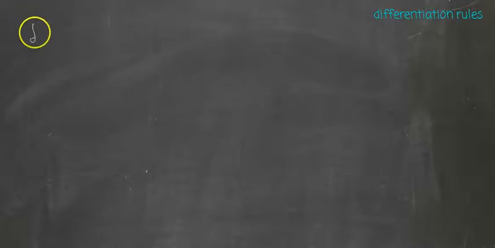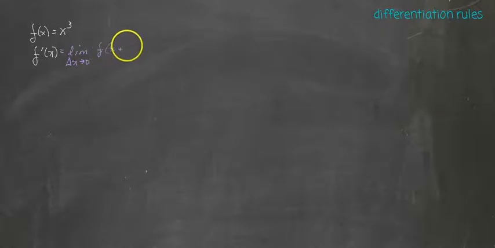So we have the function f of x equals x cubed, and we want to know what the derivative of this is, so the f prime of x. At this stage of the game, all we know is the limit as delta x approaches 0 of f of x plus delta x minus f of x over delta x. That's all we know for calculating a derivative. So let's go ahead and do that with this formula.